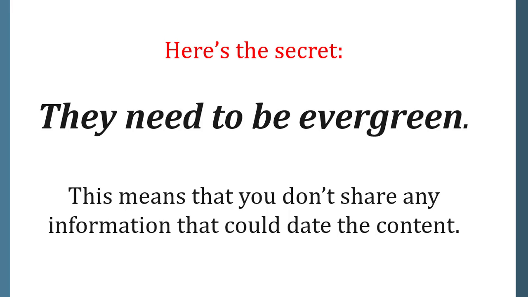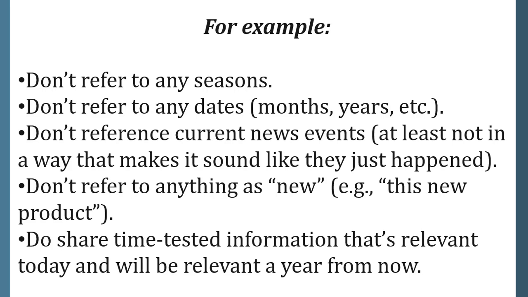This means that you don't share any information that could date the content. For example, don't refer to any seasons. Don't refer to any dates like months or years, etc. Don't reference current news events, at least not in a way that makes it sound like they just happened. And don't refer to anything as new, for example, this new product. Do share time-tested information that's relevant today and will be relevant a year from now.